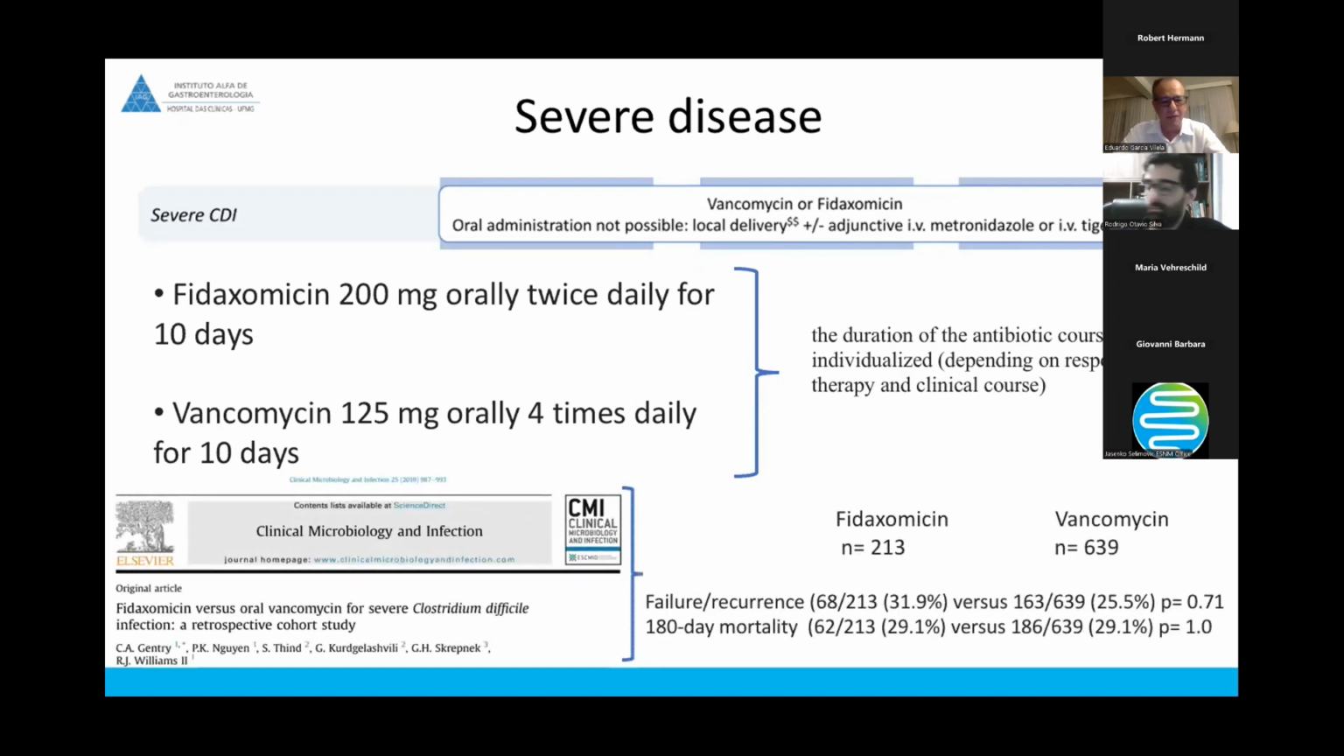And we have evidence that fidaxomicin can be the first choice, even for severe CDI too, as we see in this study, when fidaxomicin was compared to vancomycin with the same rates of failure, recurrence, and mortality at 6 months after the treatment.